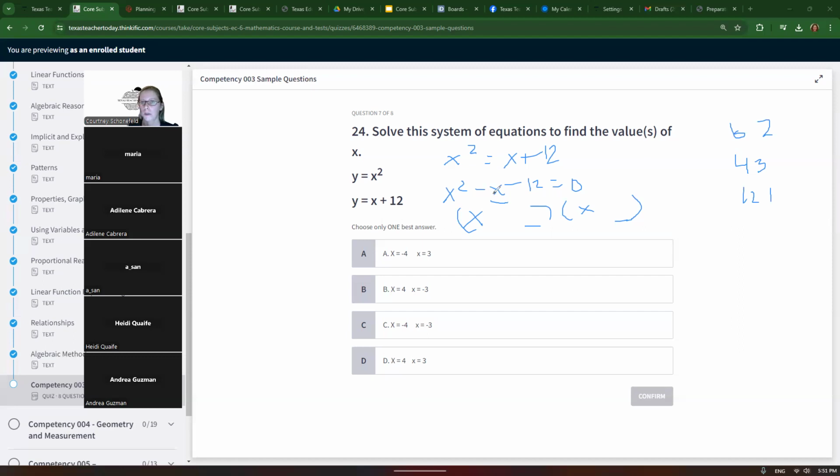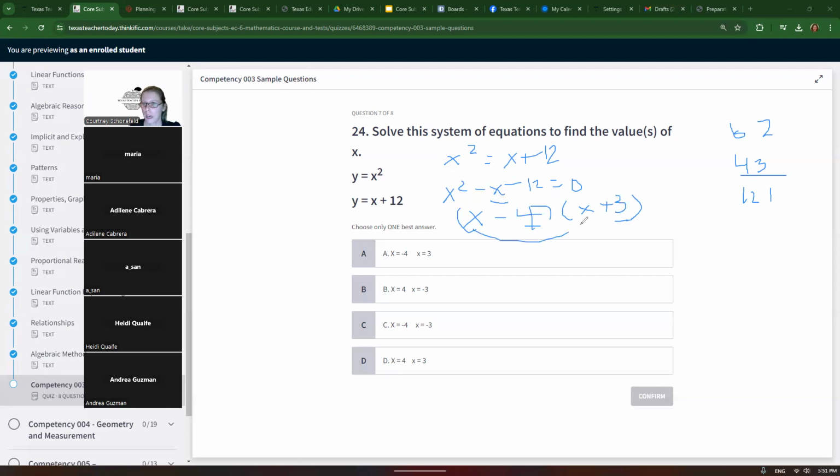So we know that in order to get to 12, it could be any of those. But if we're going to add or subtract them, it needs to be 4 and 3 to get to negative 1, right? Because 3 minus 4 is negative 1. So we know that it has to be that. So the 4 needs to be negative, x minus 4, and the 3 needs to be positive because negative 4 plus 3 is negative 1 to equal that.